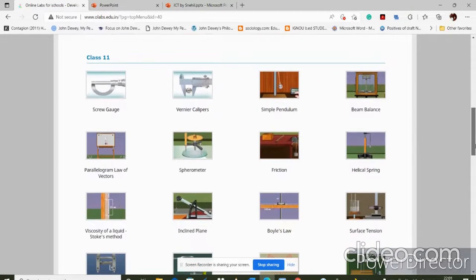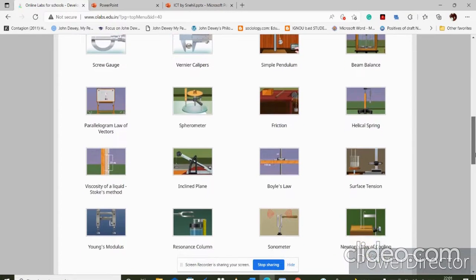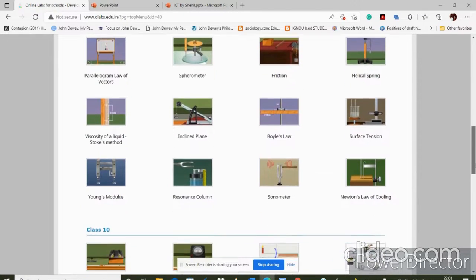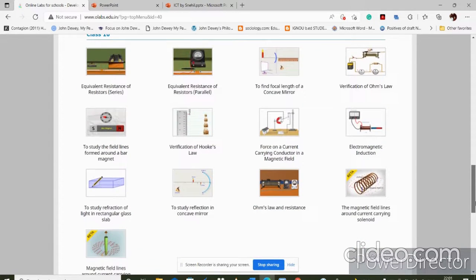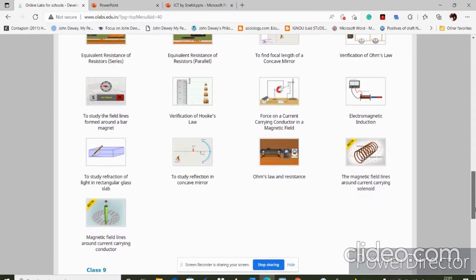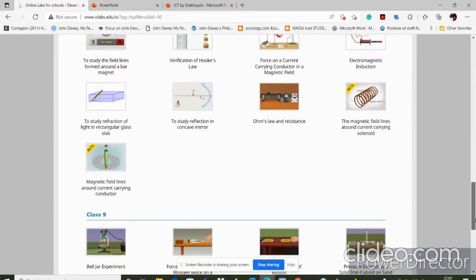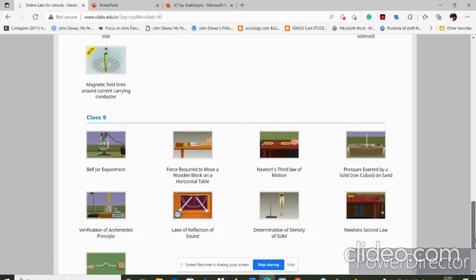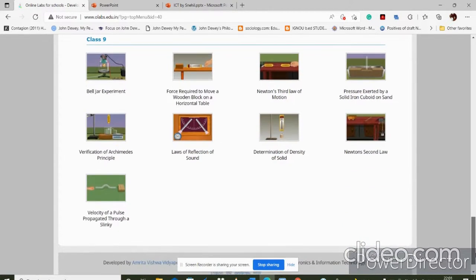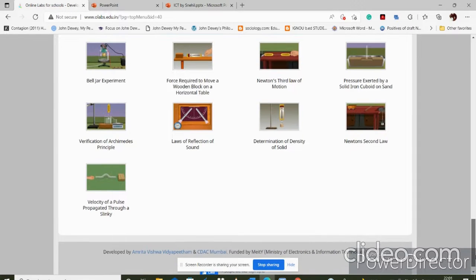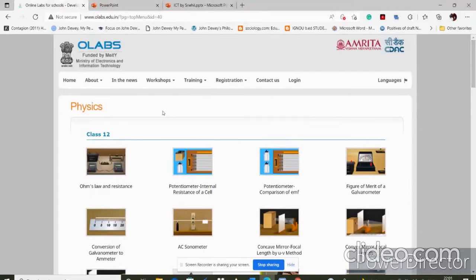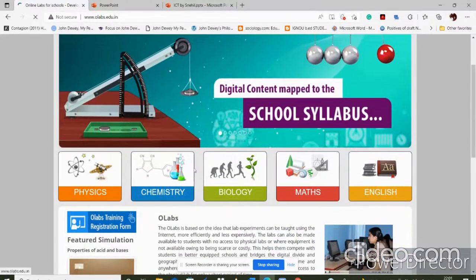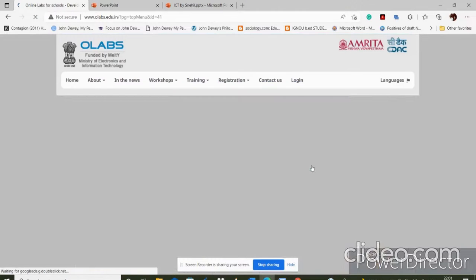For example, experiments on vernier caliper, simple pendulum, friction, spherometer, resonance column. In class 10th, one can also study reflection, Ohm's law, magnetic field lines. In class 9, we can perform experiments like bell jar, Newton's third law. So these are experiments in physics, and similarly we have experiments in chemistry also.